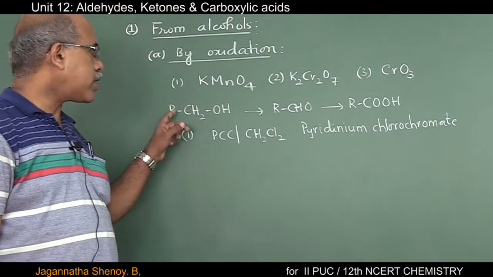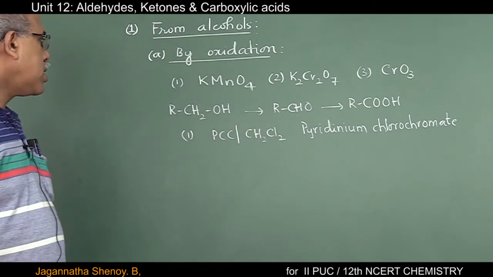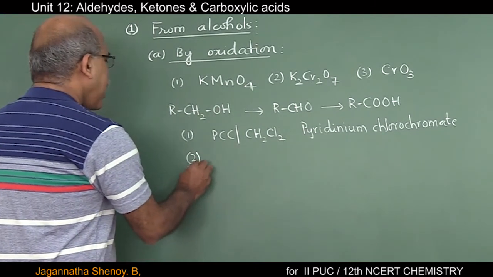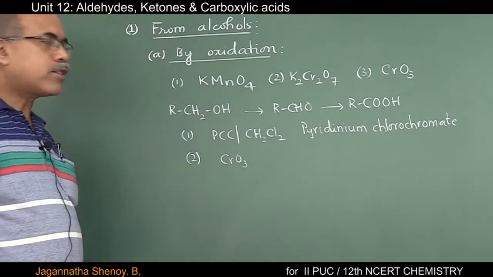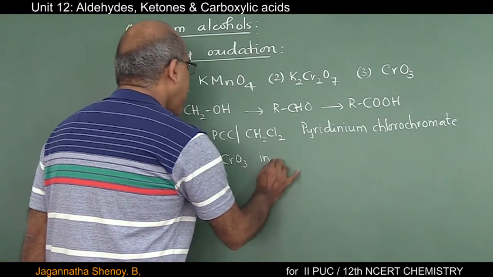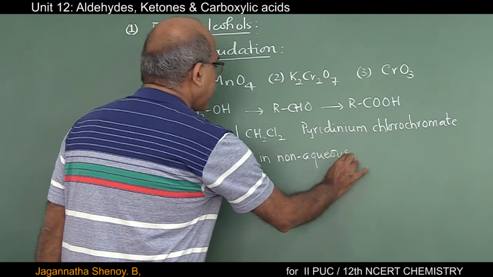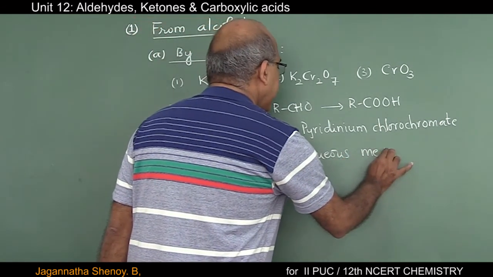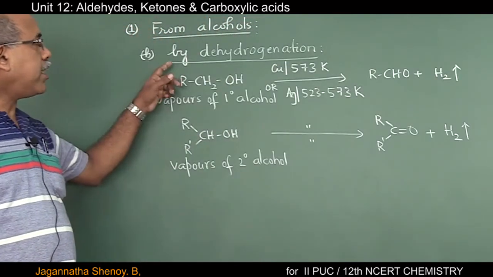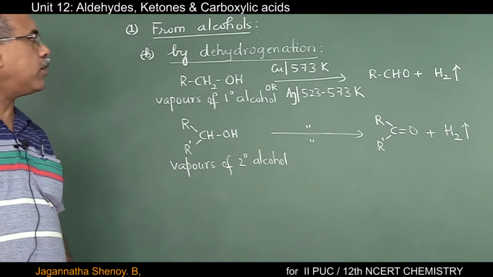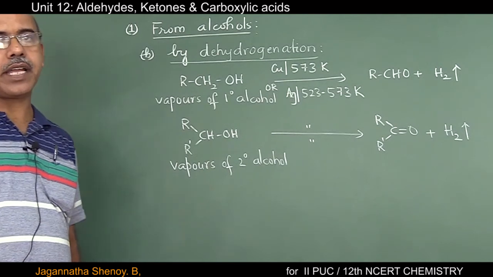So this will stop the oxidation of primary alcohol at the aldehydic stage. The next one, instead of that, I can also make use of chromic oxide, but this chromic oxide has to be used in non-aqueous medium to stop the oxidation at the aldehydic stage. The second method by which one can prepare aldehydes and ketones starting from alcohols is by dehydrogenation reaction.